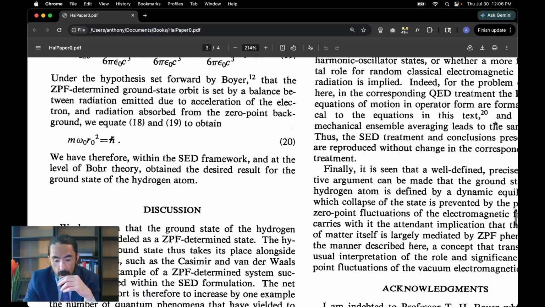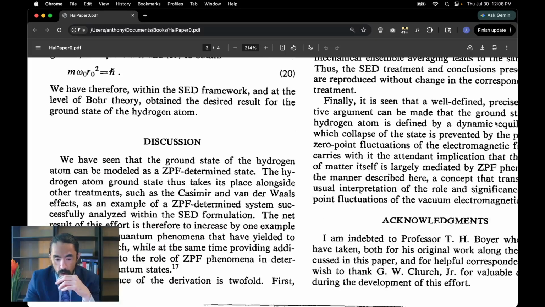And that's it. So now we're at the discussion. This is a short four-page paper, so we're just going to continue reading it out here. We have seen that the ground state of the hydrogen atom can be modeled as a ZPF determined state. The hydrogen atom ground state thus takes its place alongside other treatments such as the Casimir and van der Waals effects as an example of a ZPF determined system successfully analyzed within the SED formulation.